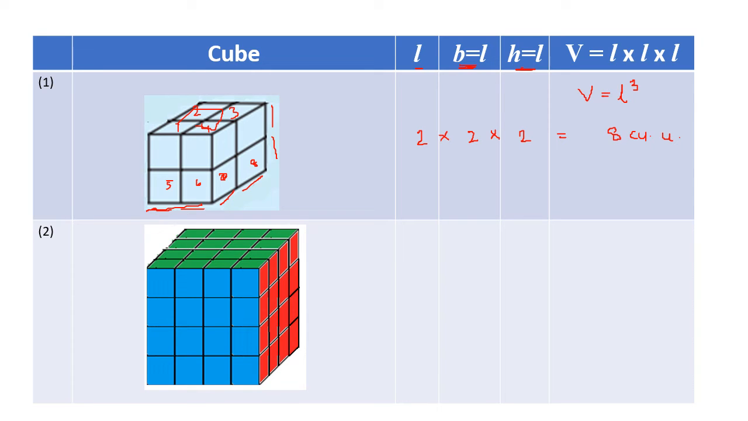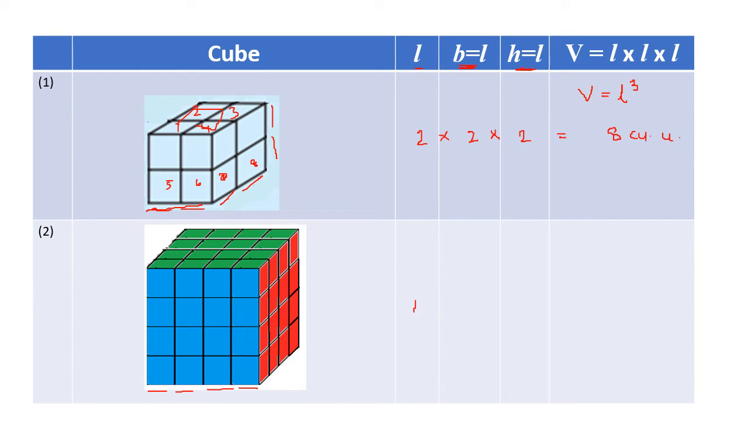Now I hope you remember this second diagram. In the previous lectures we had done it to find out how many sides are painted faces. So I have put this cube here. We'll find the volume of this cube. The length is 1, 2, 3 and 4.